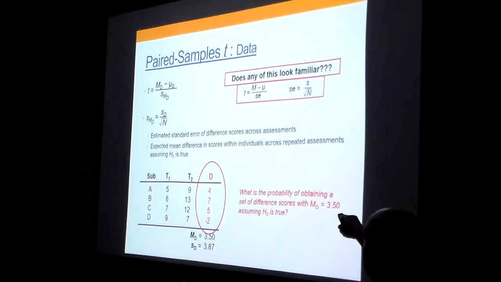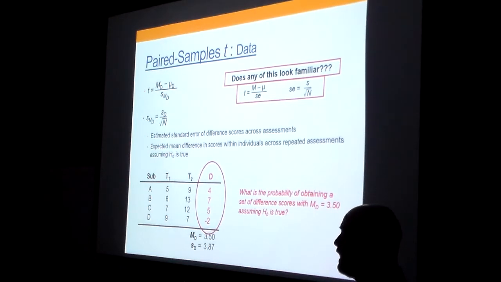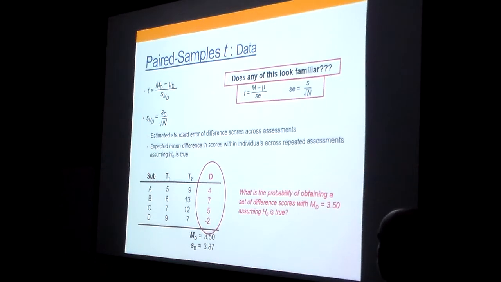And again, this is just our single sample t-test that we're running. All we're using is the mean and standard deviation of difference scores. So the question is, what's the probability of obtaining a set of difference scores with a mean of 3.5, assuming that the null hypothesis is true? People kind of get this. It's really simple, but it can be difficult to wrap your head around if you get fixated on time 1, time 2. Questions about this?